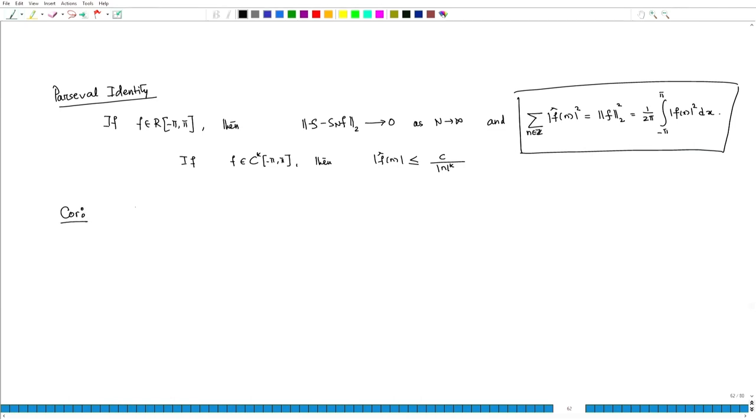what we are going to see is a corollary: if f belongs to C^1 on minus π to π, then S_N f converges to f pointwise. So, the proof: f is in C^1. So, observe that f prime exists and is a continuous function, hence Riemann integrable, f being in C^1. So, for f prime hat(n), we have seen that this is equal to i n f hat(n).